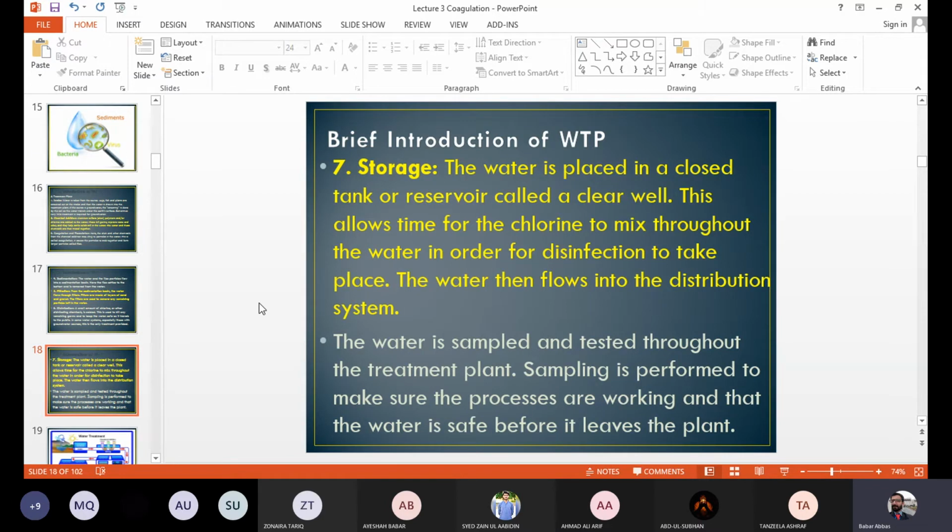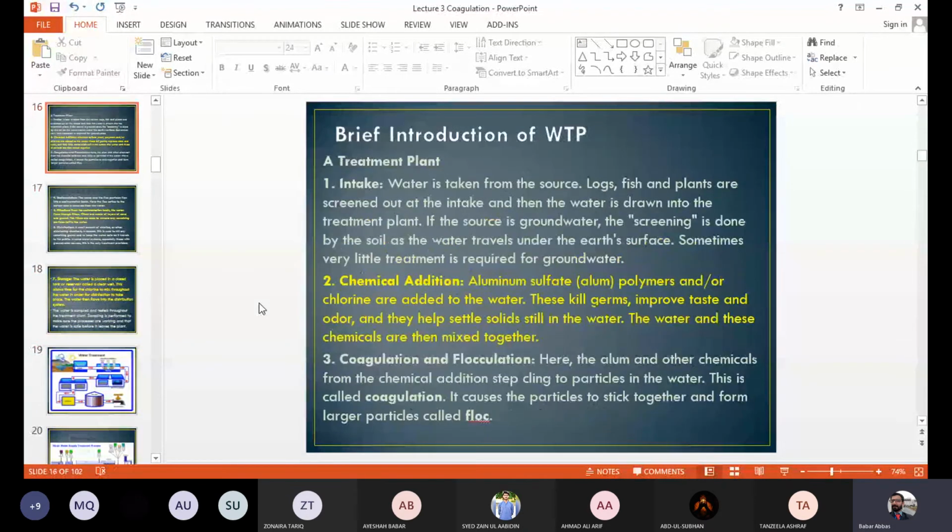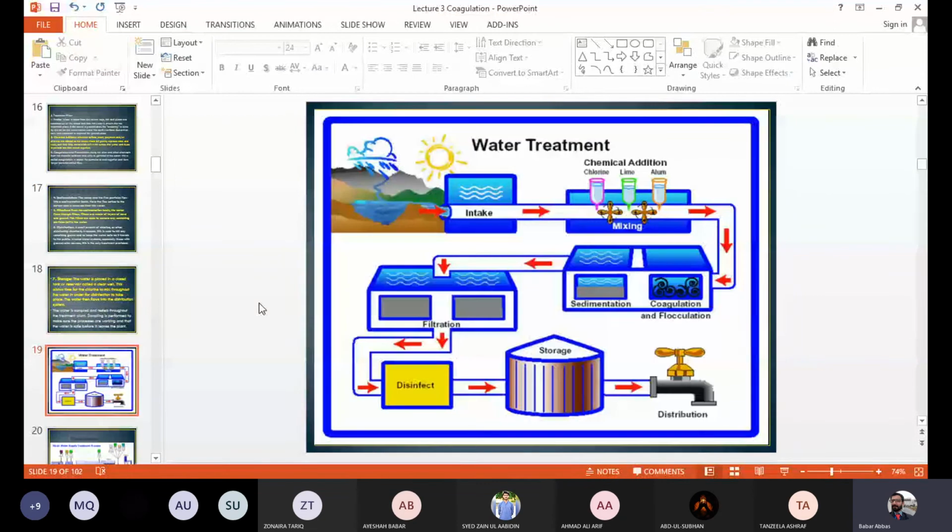That's why we use water treatment in terms of purifying the water for making it safer for the drinking purposes. All these steps which have been discussed over here, वो यहाँ पे आपको शो भी किए गए। We have intake from any source of water, and after that we have a chemical addition process. Then comes the coagulation and sedimentation, coagulation, flocculation, followed by the sedimentation tank.